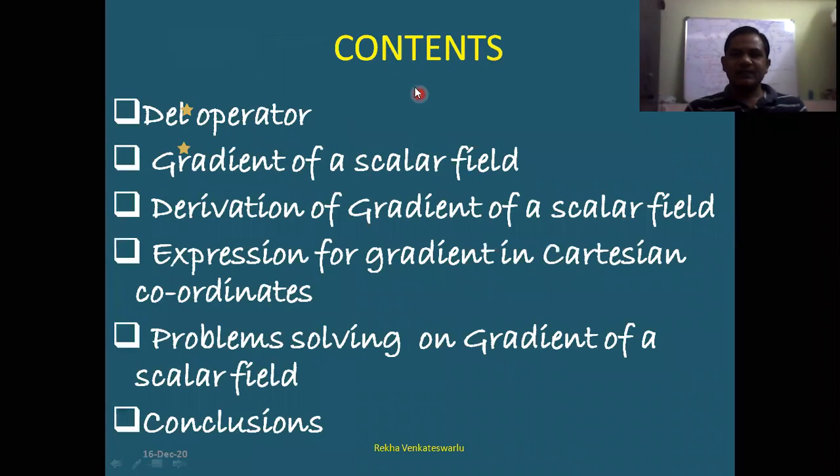The contents of the present lecture are: we will discuss the del operator, then the definition of gradient of a scalar field. After that, the derivation of the gradient of a scalar field and the expression for the gradient of a scalar field in Cartesian coordinates. After that, we will solve problems based on the gradient of the scalar field. Lastly, we will see the conclusions.